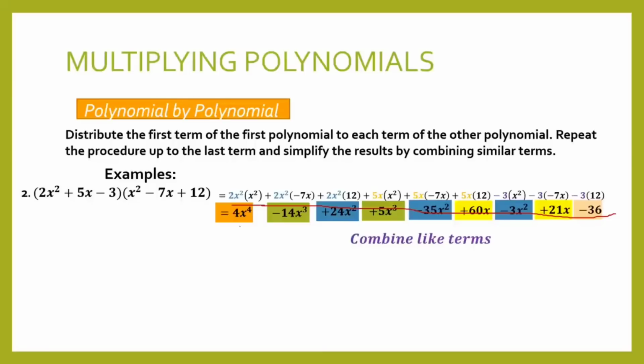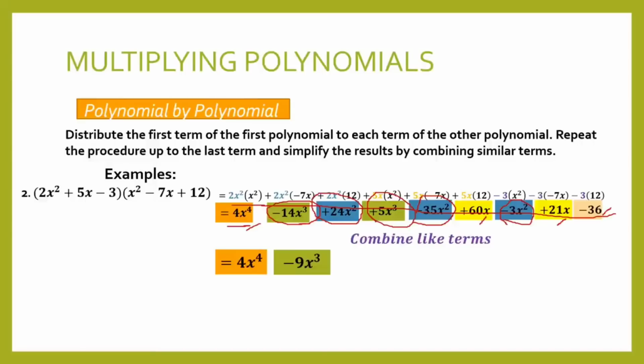So there is no similar term to 4x raised to 4, so that will be our first term. Then we combine this and this, since their literal coefficients are the same. We also combine 24x squared with negative 35x squared and with negative 3x squared. We also do the same to 60x and 21x. And our last term will be negative 36.